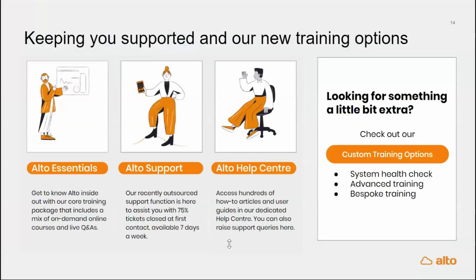So we're now coming to the end of the webinar, and just a quick overview of the training options and support we have. You've got your Alto Essentials, where you get to know all the ins and outs of the core training packages. You've got Alto Support, the support team that can support you, and the Alto Help Centre, which you can find within your Alto database. If you're looking for something a little bit extra, you can check out our custom training options. You can have system health checks, advanced training and bespoke training.